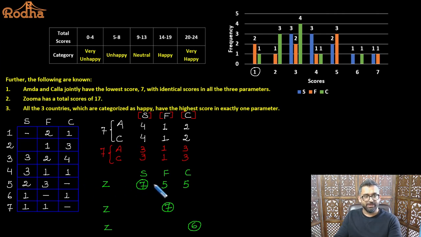Okay. I have only 5 in F. I don't have 5 in C. I have 5 in S, but we have already used 7 from S. So I have to assign 5 of F, and I don't have 5 from C. So that's why it is not possible.